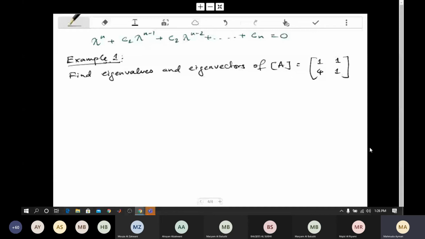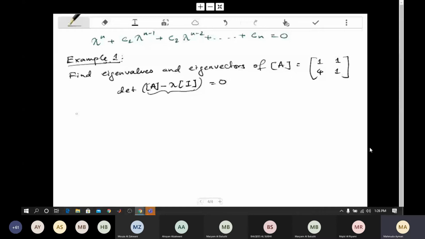The characteristic equation is the determinant of the matrix A minus lambda times the identity matrix is equal to 0. So that's the characteristic equation, and that's what we'll use to find out eigenvalues and eigenvectors. Now let's solve this separately here.